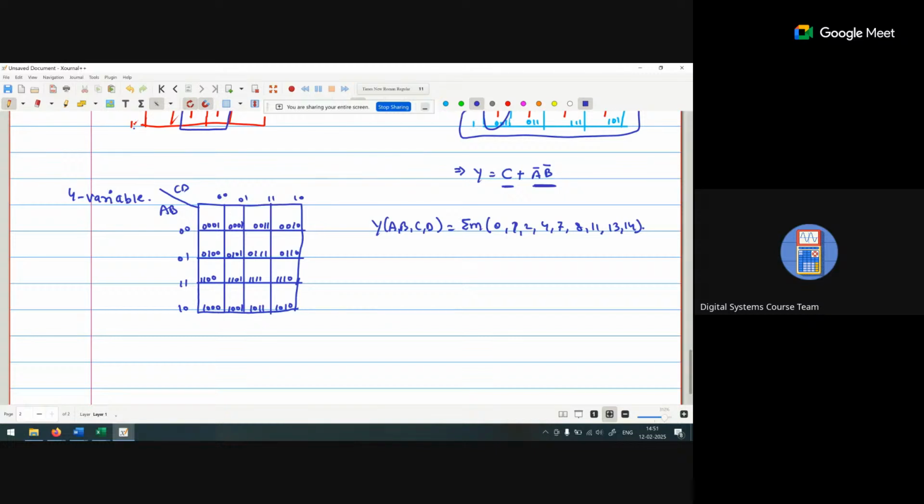Now I can write the equivalent min terms. So min terms 0, 1, 2, 4, 7, 8, 11, 13. I just take one more term with the 10 also. Okay, 10 also. Now the group.